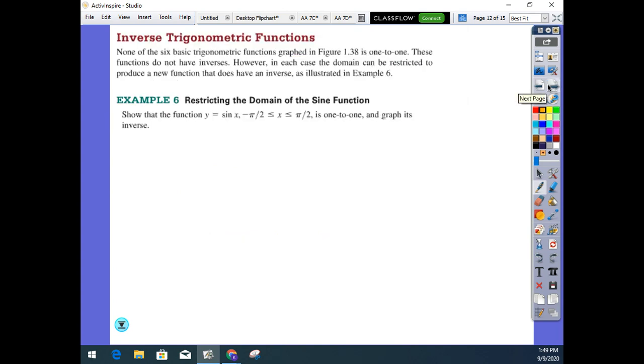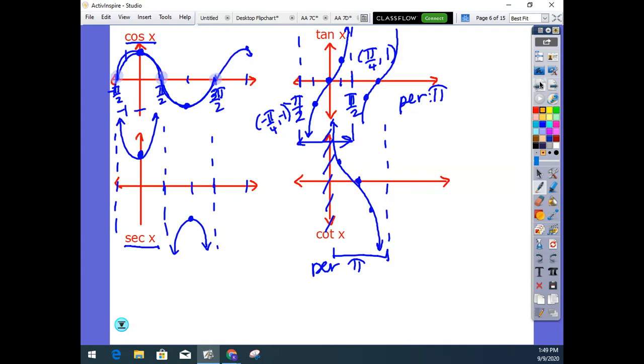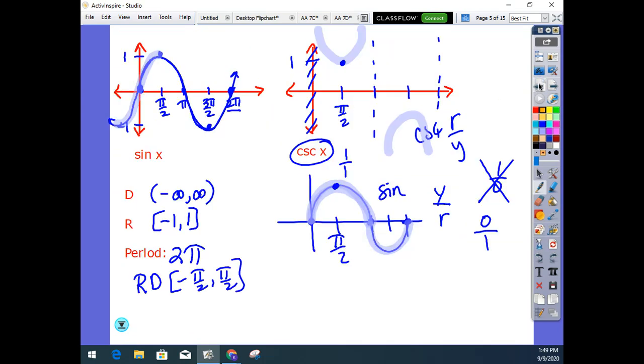Okay, remember when I was talking about restricting the domain earlier? This is what I was talking about. So I want to come back to our graphs here. And notice from here to here, that is my restricted domain. Restricted domain for sine: negative pi over 2 to pi over 2.